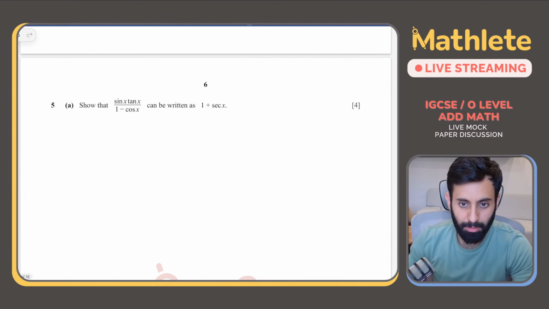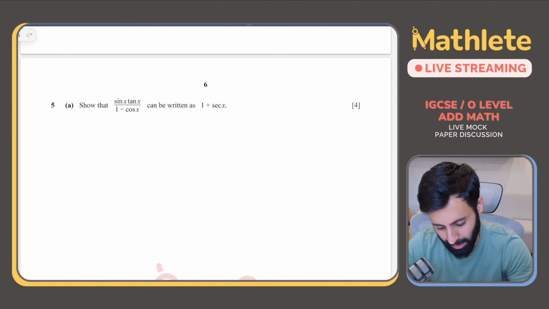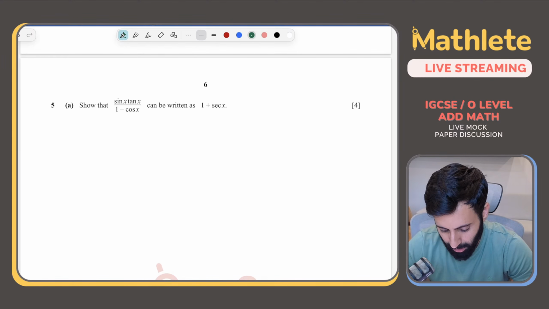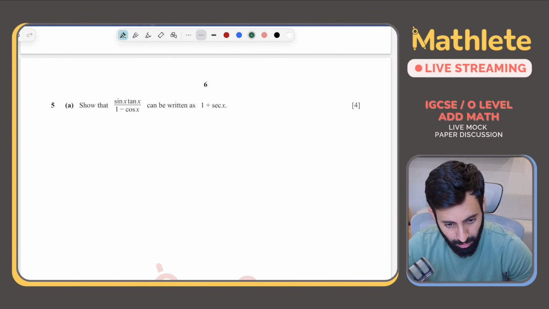All right, now question number 5. Question number 5 is an identity question. This part of trigonometry is something that can very well be tested in a non-calculator paper.